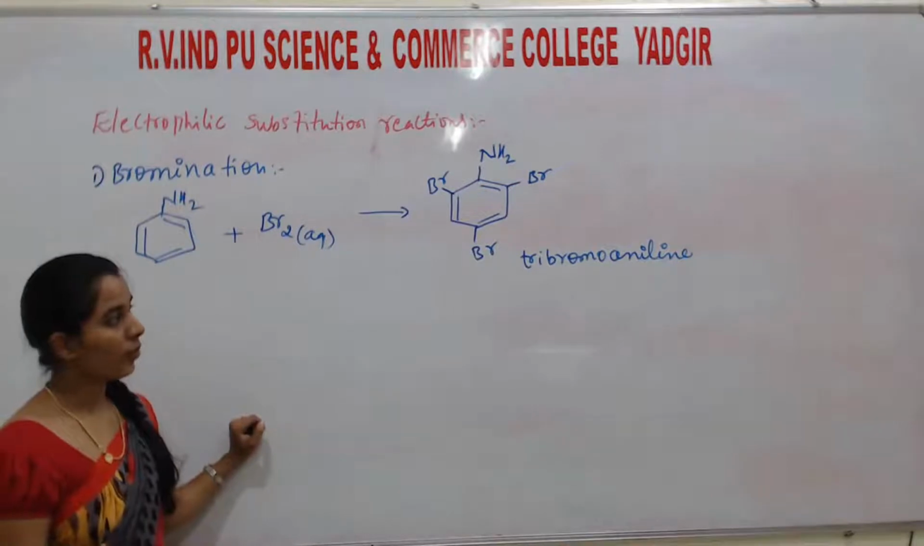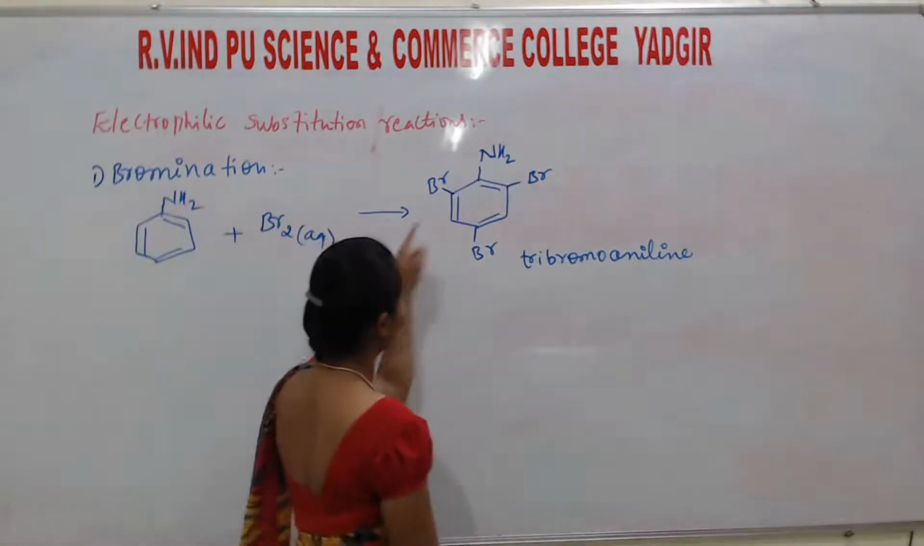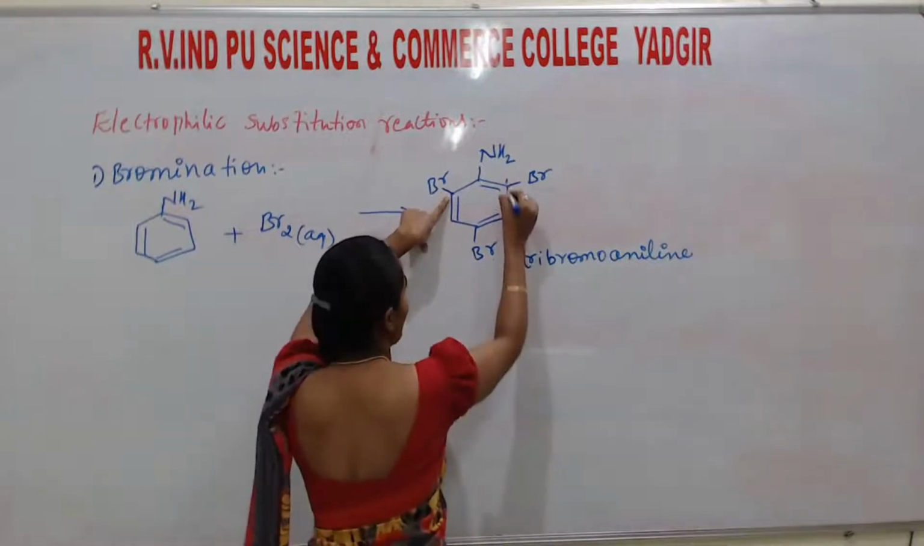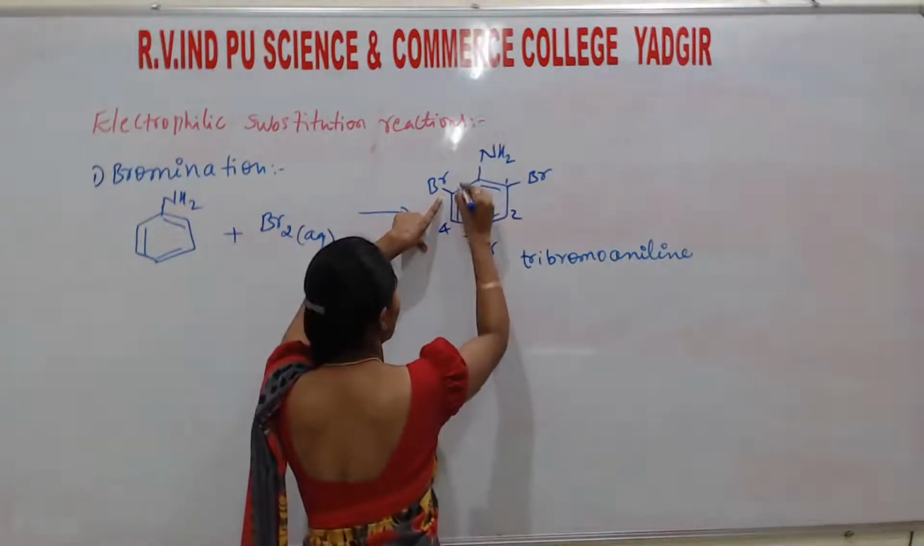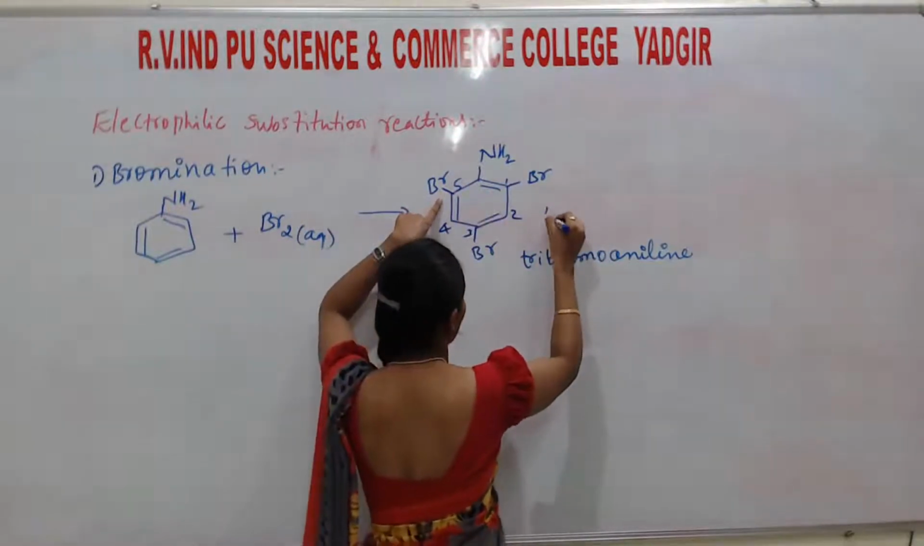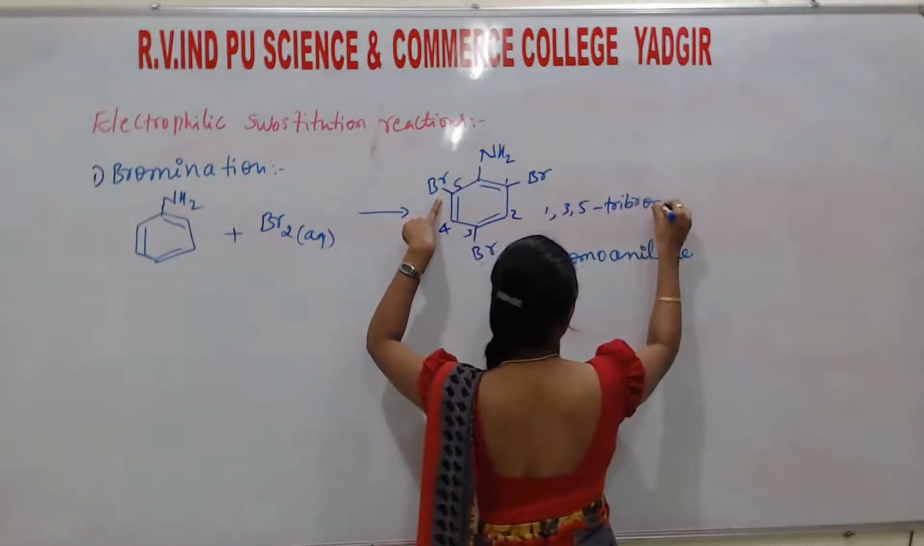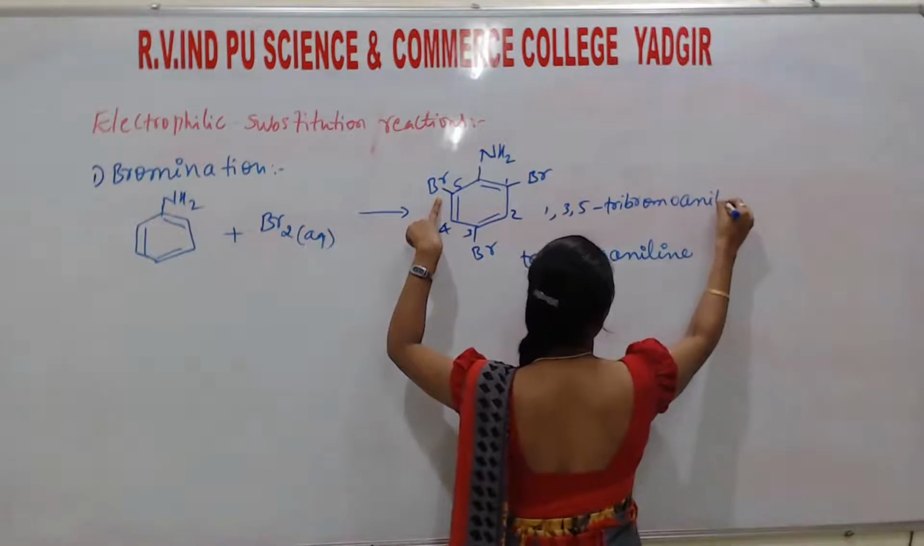Okay, tribromoaniline. If you have to write the position, this is 1, 2, 3, 4, 1, 2, 3, 4, 5. So you have to write 1, 3, 5-tribromoaniline.